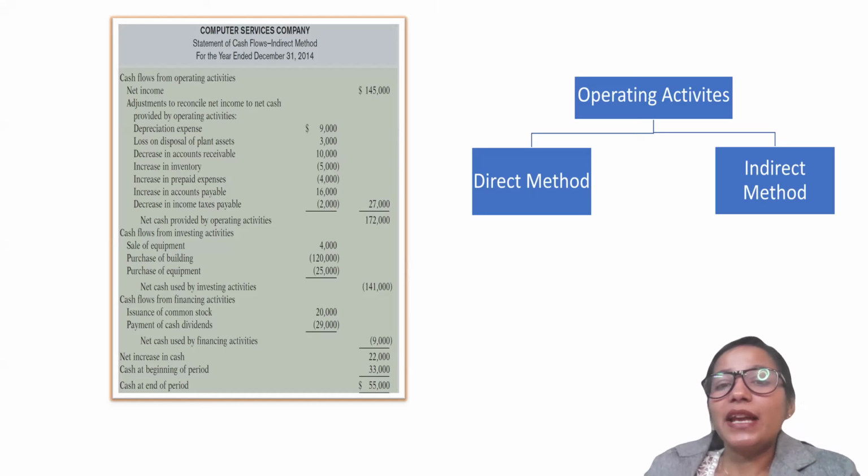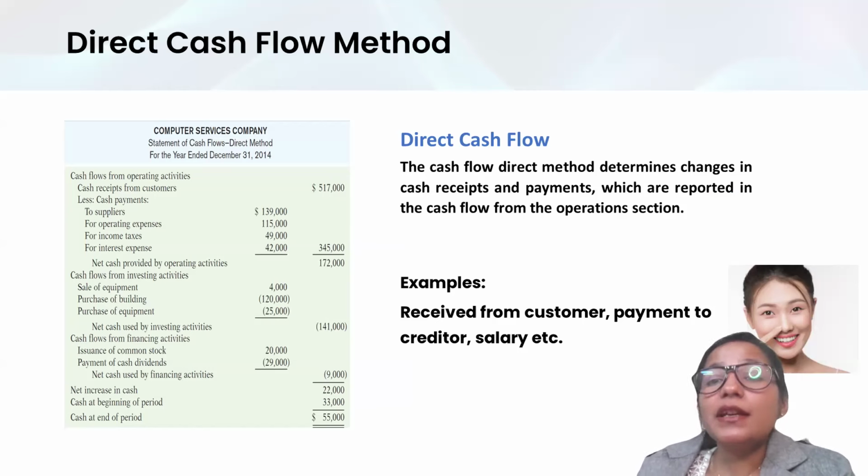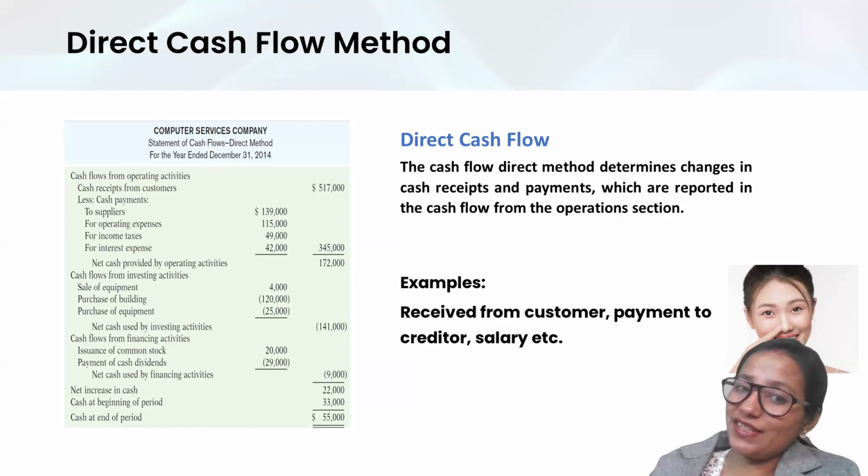For financing activity, finance means money: issue of common stock, meaning shares, and payment of cash dividends are financing activities. Let's discuss what comes under direct and indirect. The direct method determines changes in cash receipts and payments reported in the cash flow from operations section, such as cash received from customers and payments to creditors and for salaries. In this example of the direct method, cash flow from operating activity shows cash receipts from customers and all payments related to the business, such as payments to suppliers, operating expenses, income tax and interest expenses.